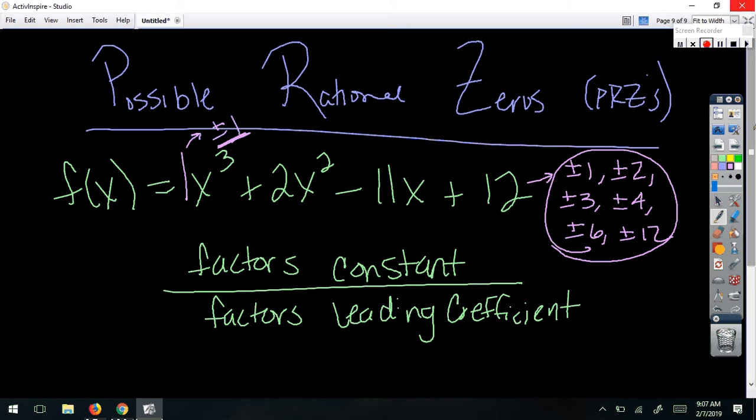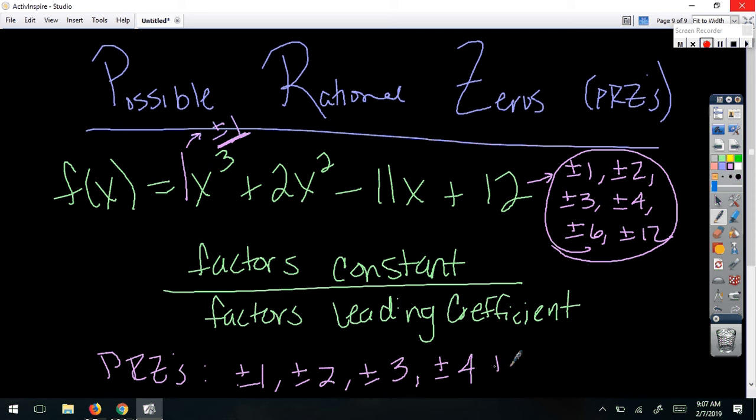So the PRZs, or the possibilities, the ones that might be zeros, are plus or minus 1, plus or minus 2, plus or minus 3, plus or minus 4, plus or minus 6, and plus or minus 12. Because when I divide them by 1, it just gives me itself, right?